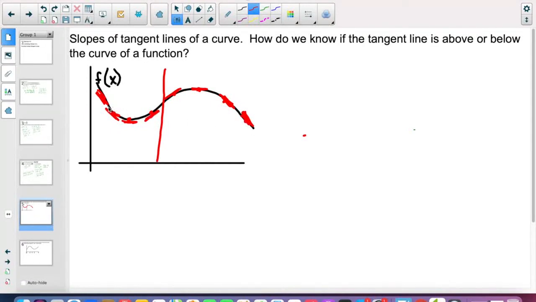So when your tangent lines are drawn below the curve, your slopes are increasing. When your tangent line is drawn above the curve, your slopes are decreasing.